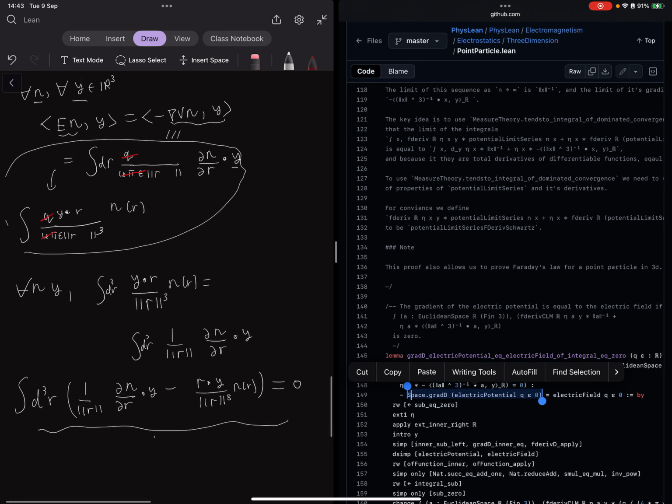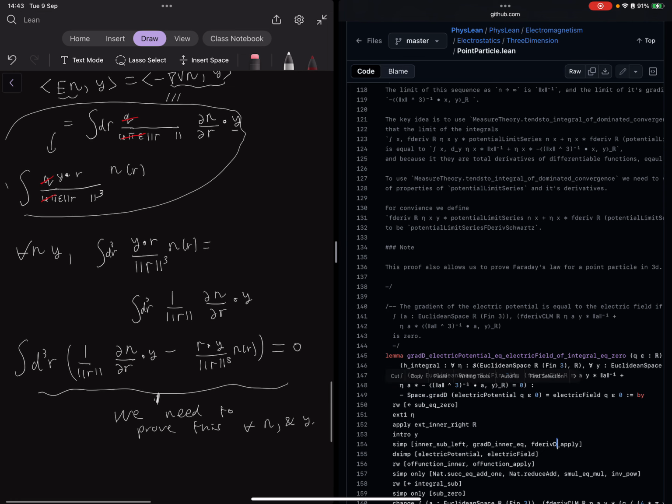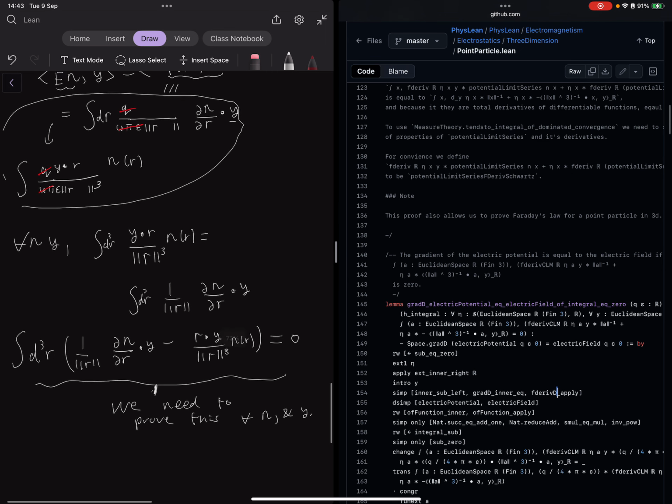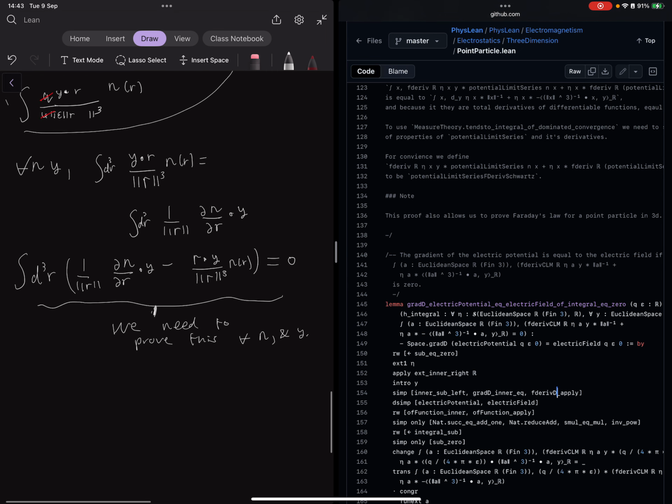So now all we have to do is prove this. Okay, so we need to prove this for all eta and y. Good, so how on earth do we do that? You may be thinking, this looks nice and simple. So what is the idea? Well, basically the idea is as follows. The idea is to write this integral as the following.